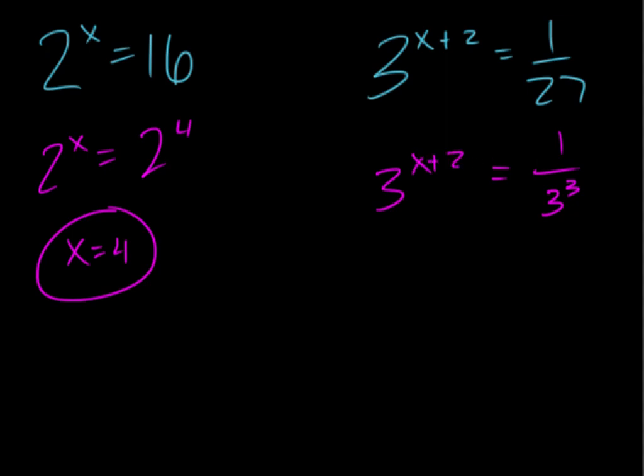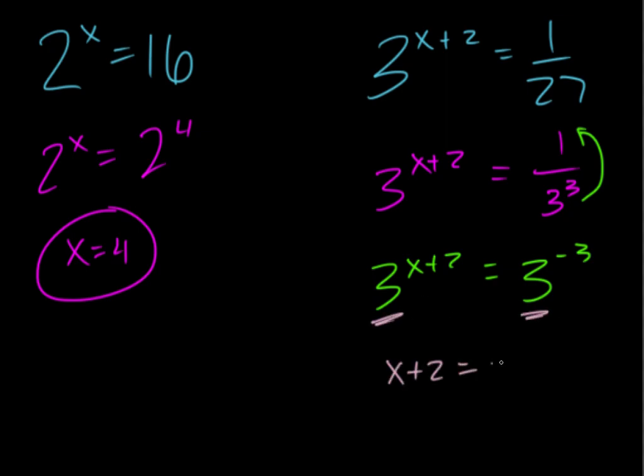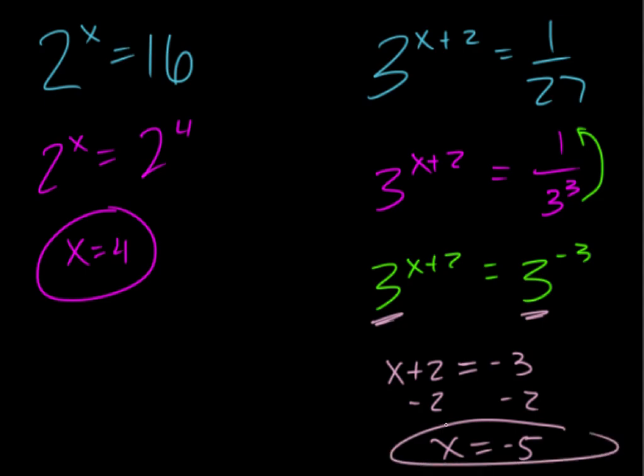And since that's on the bottom of a fraction, we can bring it up top. And when we do that, it makes it negative. Now, since the bases are the same, we can set the exponents equal to each other. And when we do that, we see that x is equal to 5.